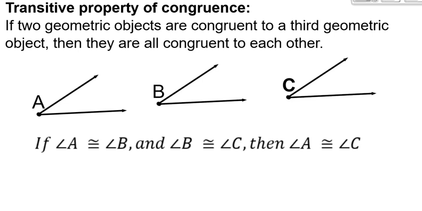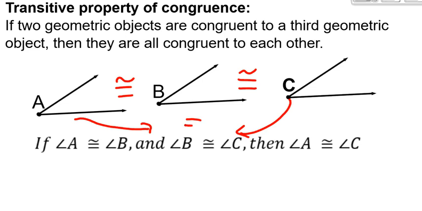The transitive property of congruence generally comes into play when I have three items that are all congruent to each other. And here's how it works. If angle A is congruent to angle B, and angle B is congruent to angle C, then by logic, angle A and angle C also have to be congruent. So the transitive property comes into play when there are three items that are congruent.